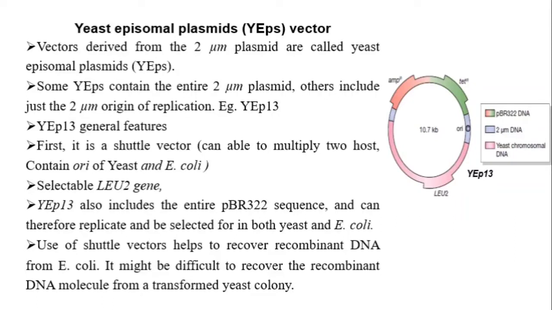Then, what are the uses of a shuttle vector? A shuttle vector helps to recover recombinant DNA from E. coli, because it's difficult to recover the recombinant DNA molecule from a transformed yeast colony. That's why, if you are using a shuttle vector of a yeast vector, we can easily recover recombinant DNA from E. coli.